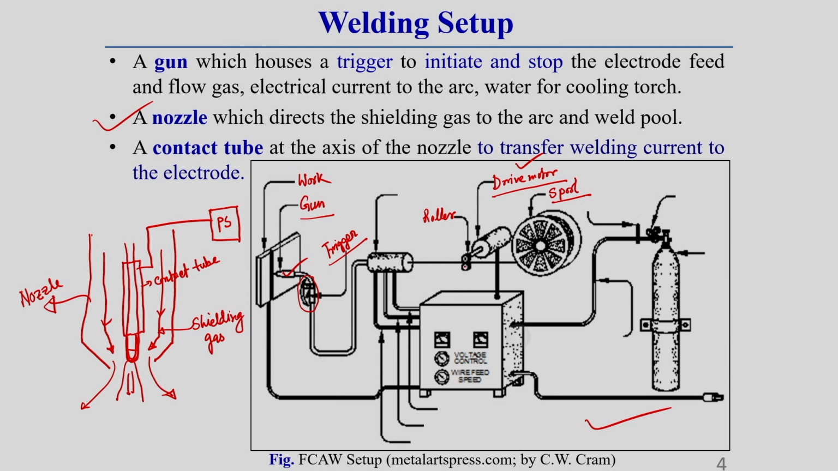Due to the rotation of this roller, the consumable electrode is continuously fed to the gun, and it is continuously consumed, so welding is done. Now, here there are generally other types of elements also, which I am just labeling, so then it will be very clear to you.